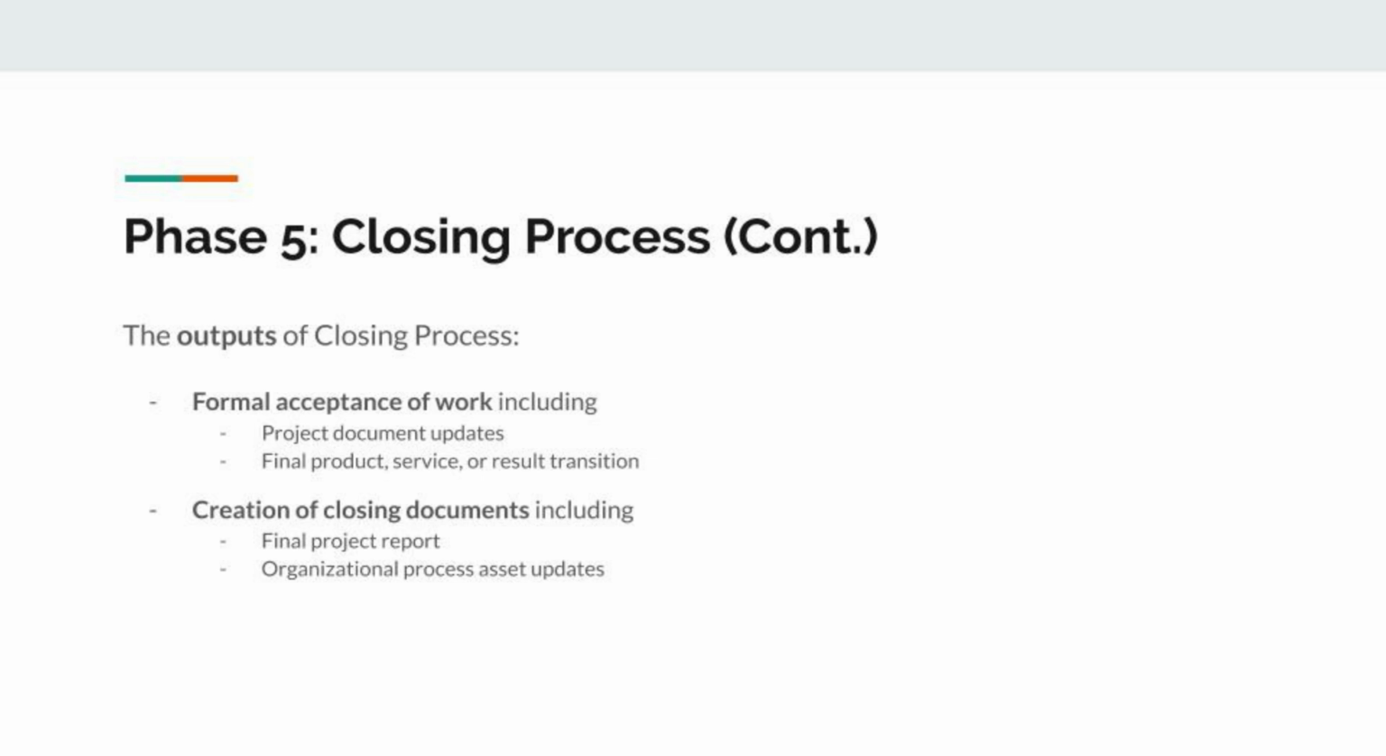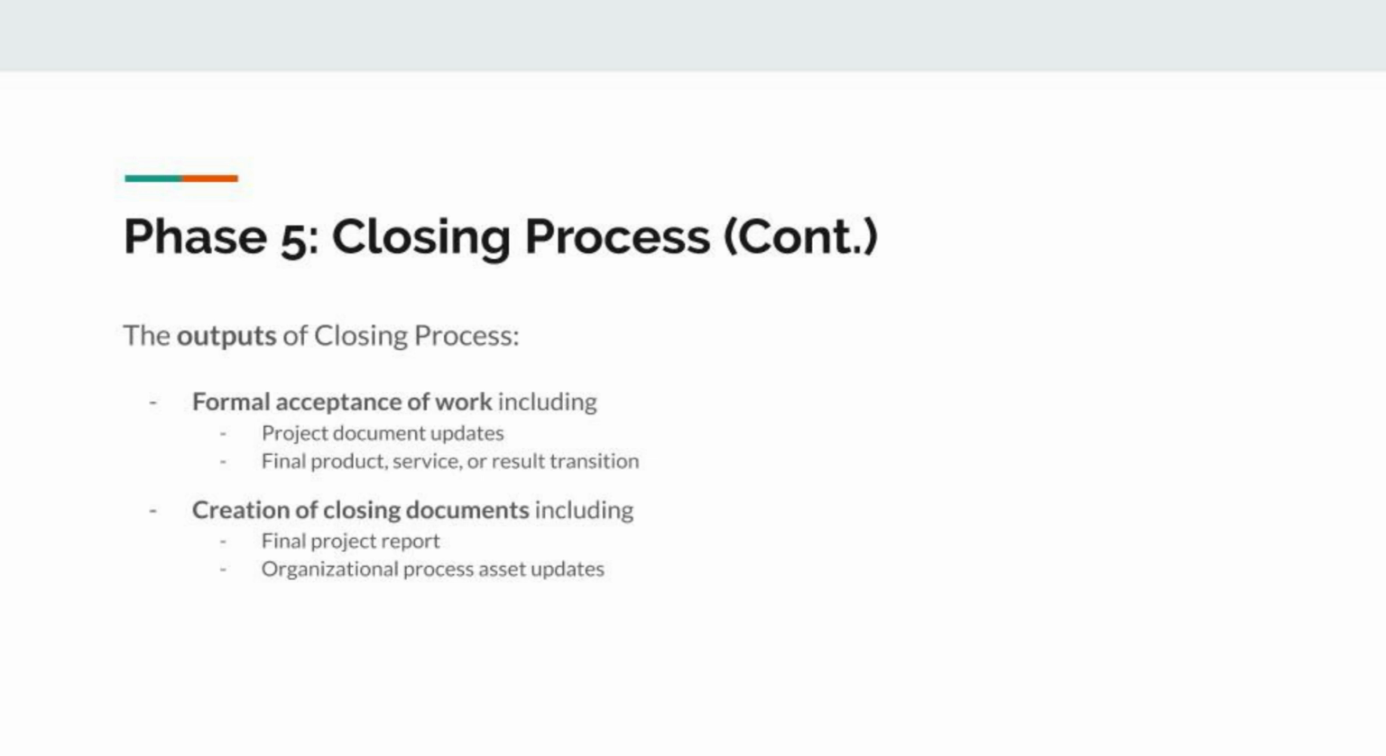Second, creation of closing documents. Creation of closing documents includes final project report and organizational process asset updates. The final project report is the summary level description of the project or phase regarding scope, quality, schedule, and cost objectives. It is also the summary of achievement of benefits and business model regarding the final product, service, or result, and risks or issues encountered.